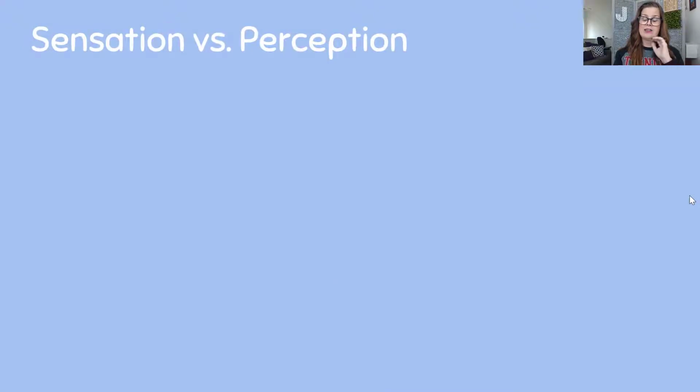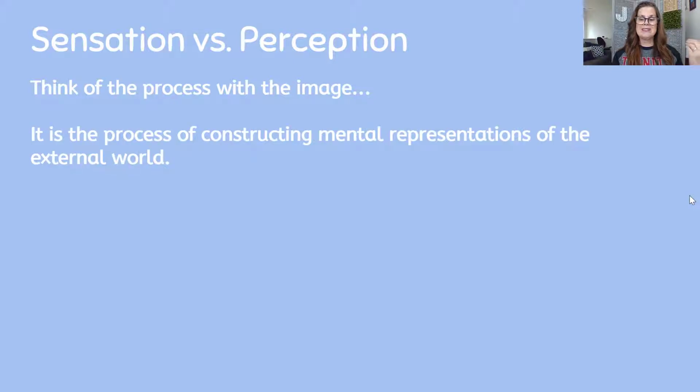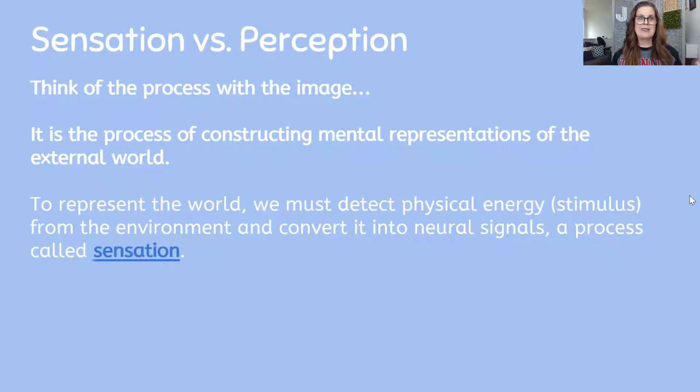We need to look at two different terms here, and this is what we're going to be breaking down over the next couple of videos. But first off, we're going to look at the term sensation. If you think of the process using that image that you just saw, what sensation really is, it's that process that we use of constructing mental representations of the external world. Okay, it's the process of taking in mental representations.